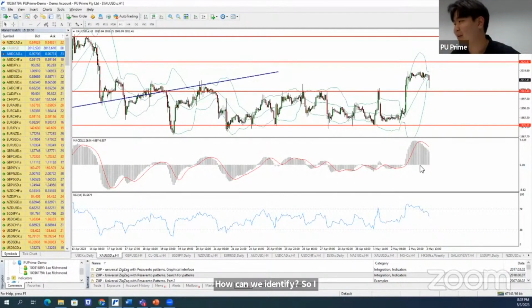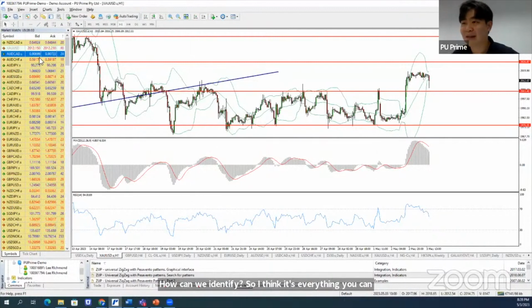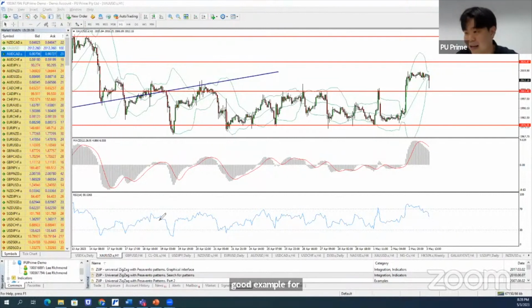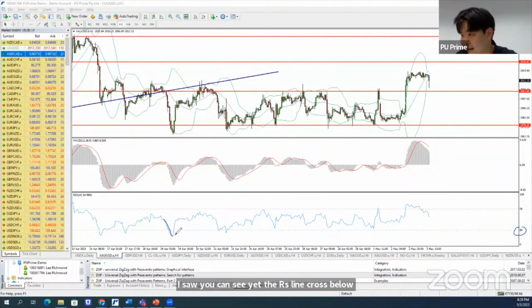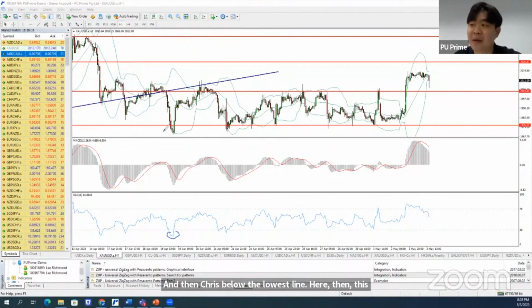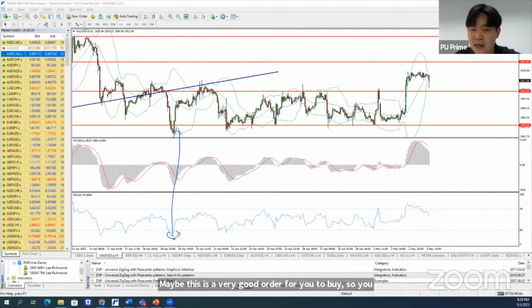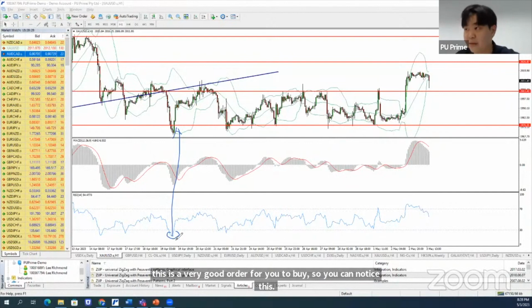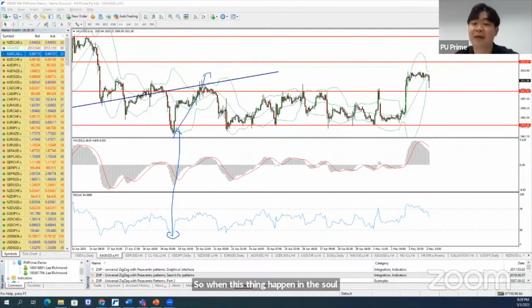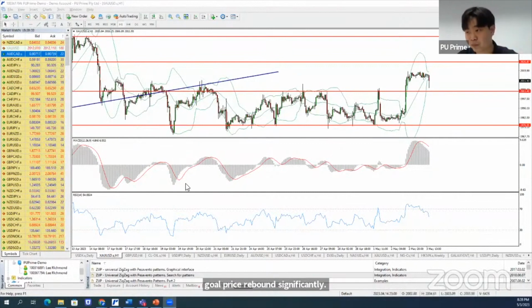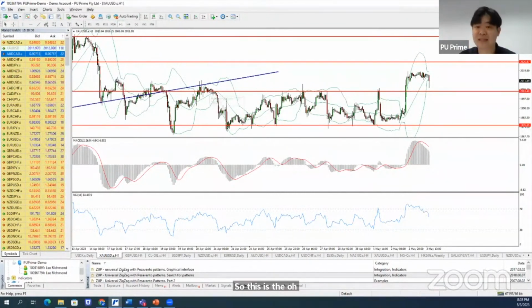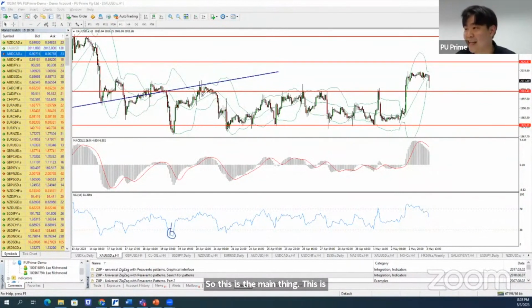So after you set everything up, you can look at the gold, and then you can see that this is a very, very good example for gold. As you can see, the RSI, this line, crosses below the 30, and then crosses below the lowest line here. Then this is what we call oversold territory. Maybe this is a very good order for you to buy. So you can notice that when this happens in the oversold territory, the gold price rebounds significantly. This is the main thing. This is an example. So previously like this, and then it goes up.